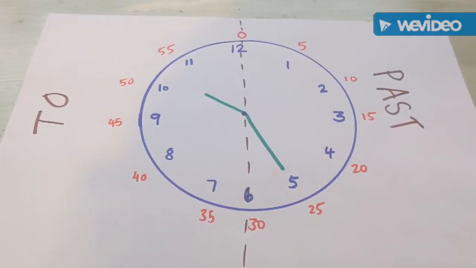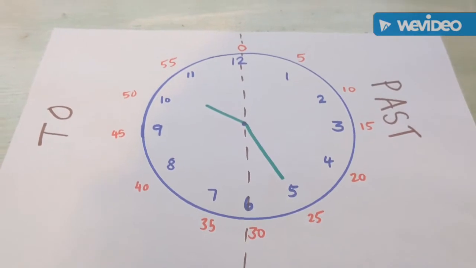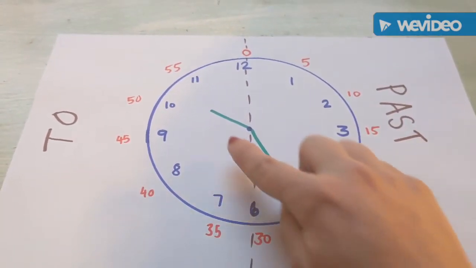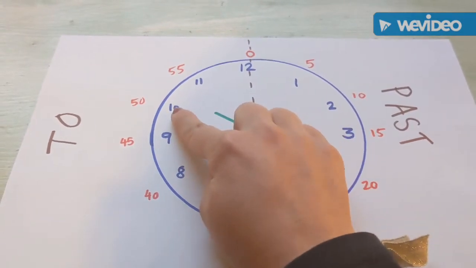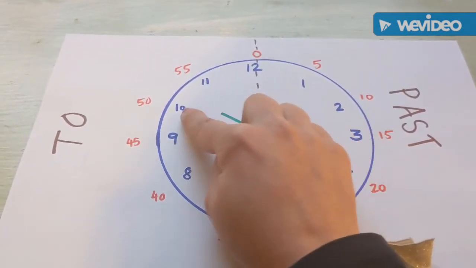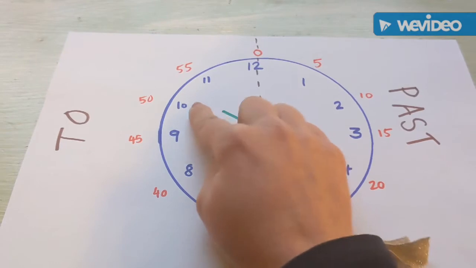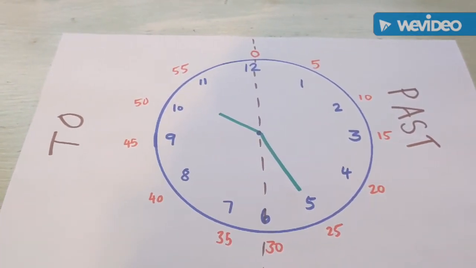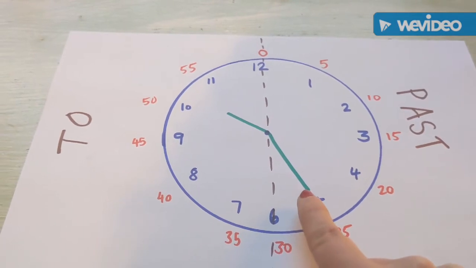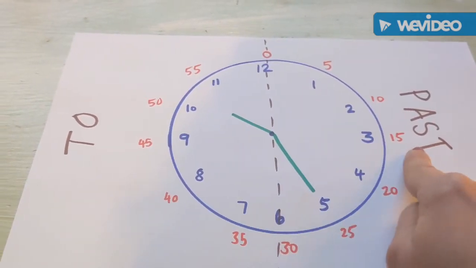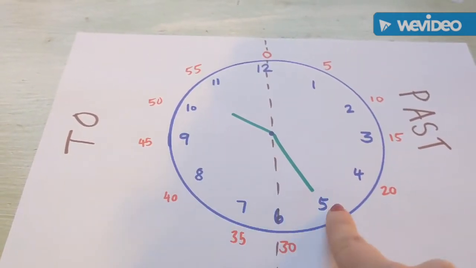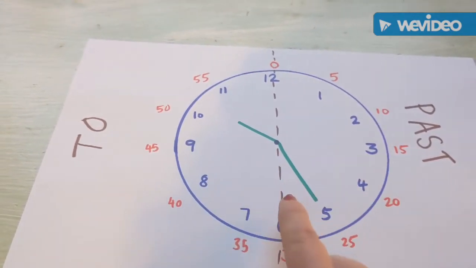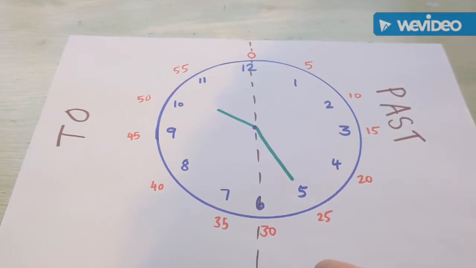So let's come back to this clock face now and go through those 3 questions. The first question is, what's the hour hand doing? So we can see the hour hand, the short hand, has just gone past the 10. So it's going to be something to do with 10 o'clock. That's the hour that we're thinking about. And then we can look at the minute hand and think, is the minute hand, the long hand, in the past or the to section? Well, we can see here clearly that the minute hand is in the past section. So it's going to be something past 10. And then we've got to work out, well, how many minutes past 10?